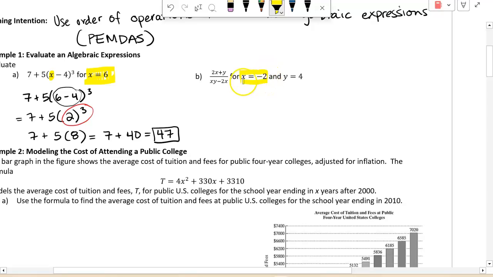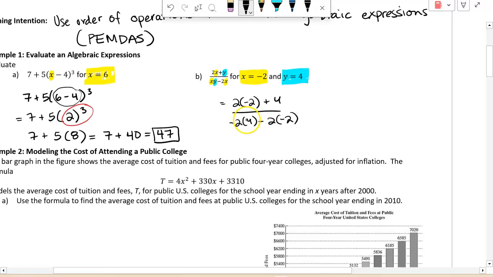We have x is -2, which will replace anywhere we see an x. And then y is 4, and we're going to also replace those. So I'm going to rewrite this, but instead of using my variables x and y, I'm going to plug in my -2 and my 4. So I've got 2 times -2 plus 4 on top. And then on bottom, x times y would be -2 times 4. And then we have -2 times x, which is -2.